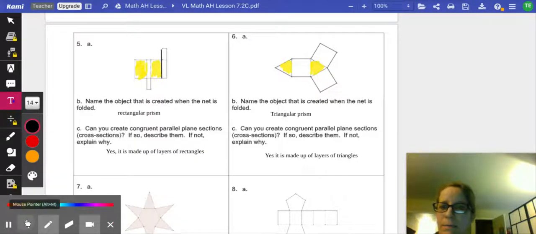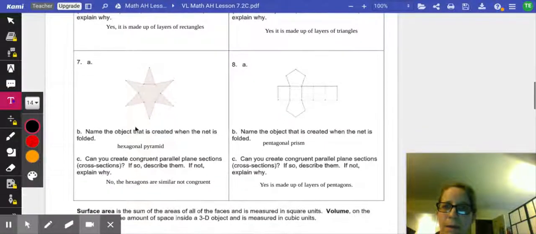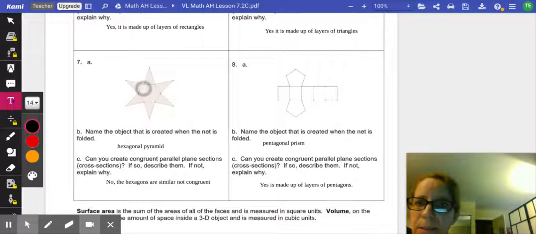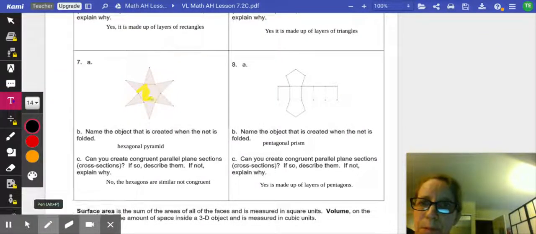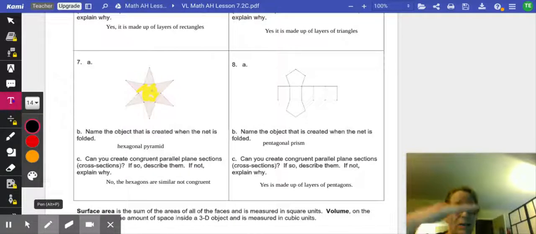Number 7, I have a hexagon. Hexagon is my base, so that's a hexagonal pyramid. And remember, on the pyramids, we don't get layers of the same shape. We get smaller and smaller and smaller and smaller as we go to the apex. So no, you get hexagons that are similar and not congruent.